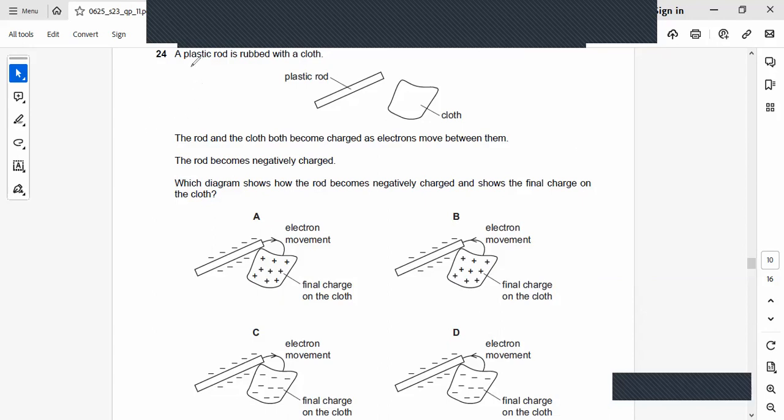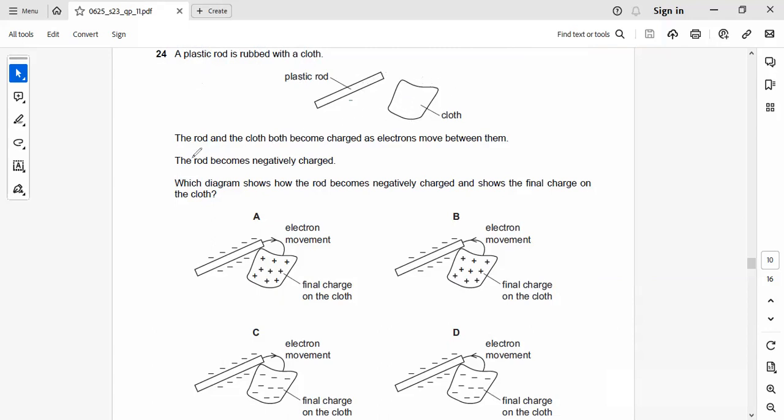Hi everyone. The next question is a plastic rod is wrapped with a cloth. So you can see here a plastic rod and a cloth. The rod and the cloth both become charged as electrons move between them. The rod becomes negatively charged. Which diagram shows how the rod becomes negatively charged and shows the final charge on the cloth?